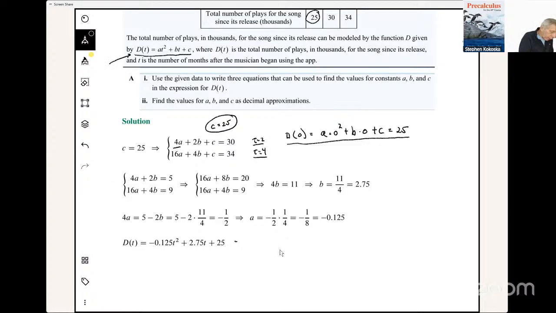And I get 4A plus 2B plus C is equal to 30,000 after 2 months. And 16A plus 4B plus C is 34 after 4 months. Now, I know that C is equal to 25, so I'm going to let C be equal to 25, and I'm going to simplify those two equations.